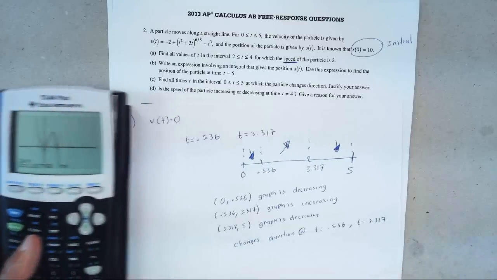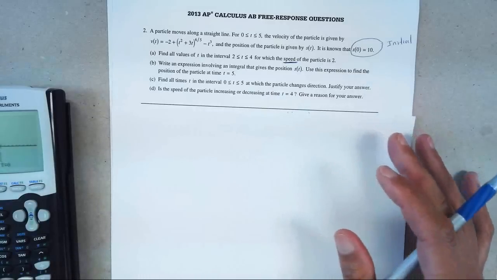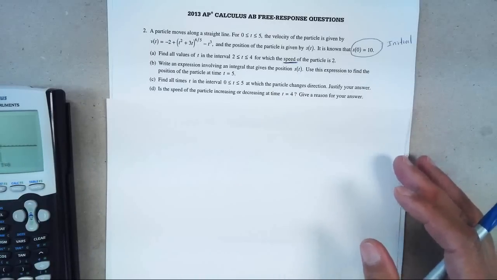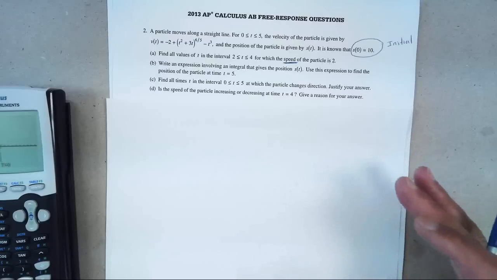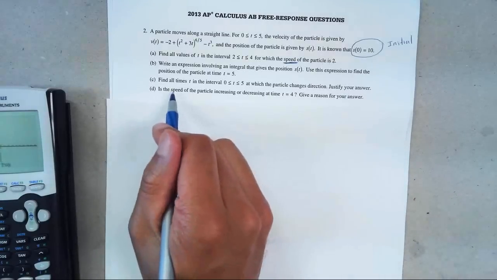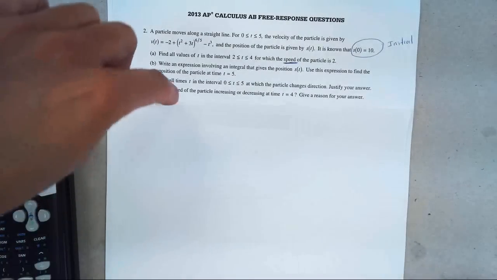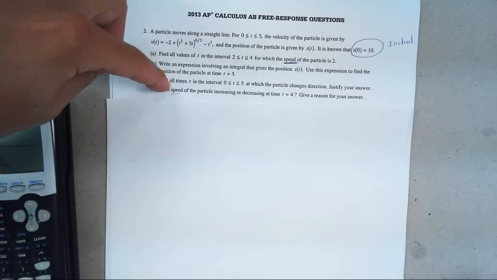So then the last one. Is the speed of the particle increasing or decreasing at time t equals 4? Well, this is important because you have to know what increasing and decreasing mean when it deals with speed. This question is different than a velocity question, where it's just velocity. Is the velocity increasing or decreasing at time t equals 4? They're not asking for velocity, they're asking for speed.